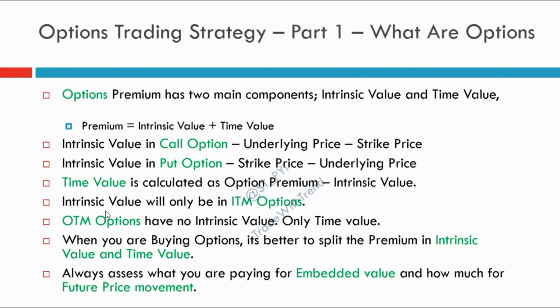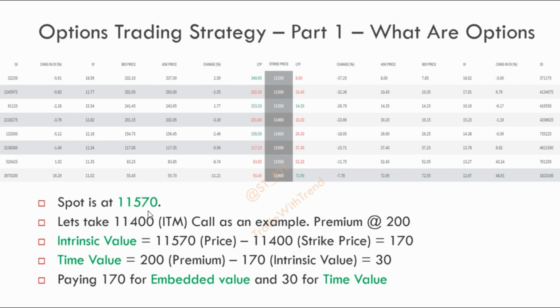By now you would have come to know that intrinsic value is only present in the money options. Let's say spot is trading at 11,570 and you want to take out the value for 11,600. What is the formula? The formula is spot minus the strike price. So this will be negative, which is why out of the money call options usually don't have any intrinsic value. They only have time value. I'll come to in the money, out of the money, and at the money call options in a bit.